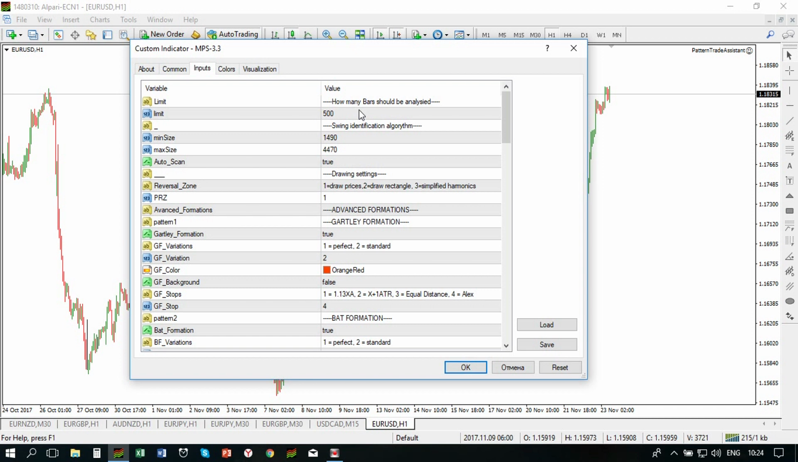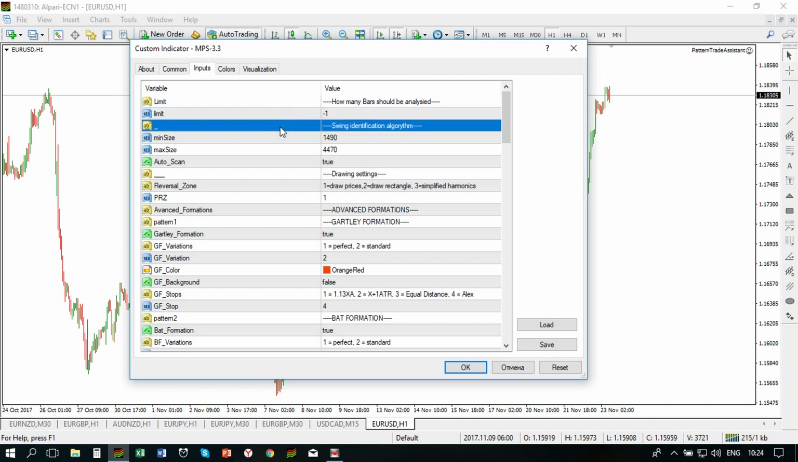Okay, now we came to settings. What is the number of bars to be analyzed? Pretty simple. 500 is the visible amount of these bars. You can set it a bit smaller, you can set it a bit larger, it doesn't matter. If you type -1, it will analyze all the bars in history.